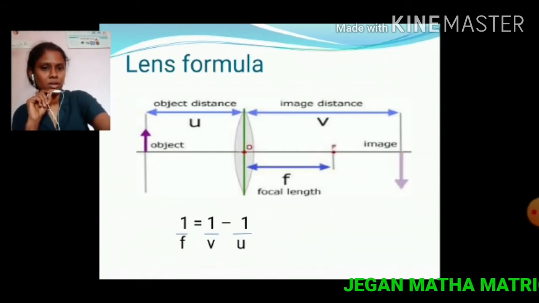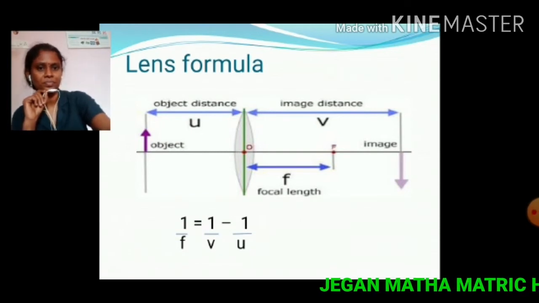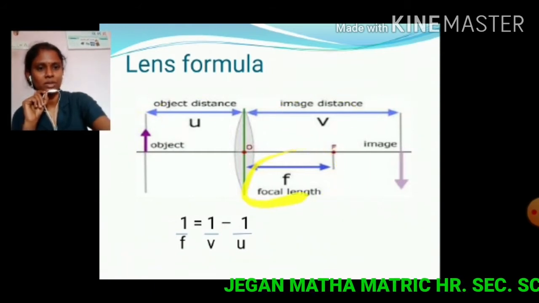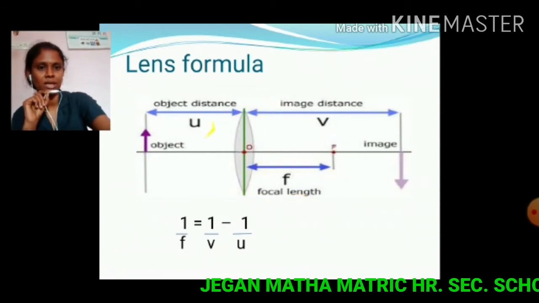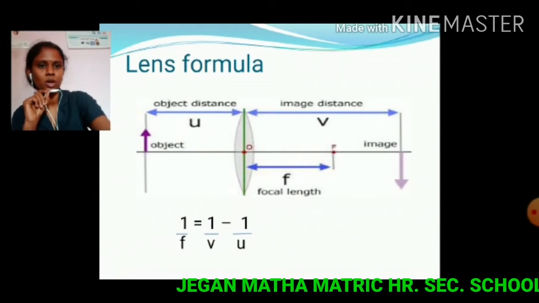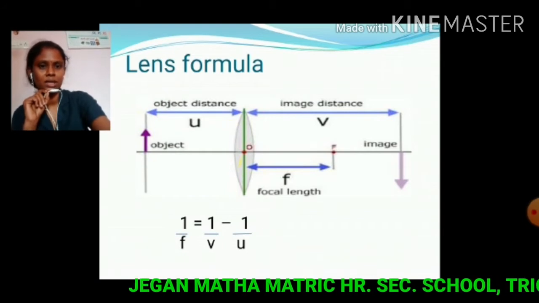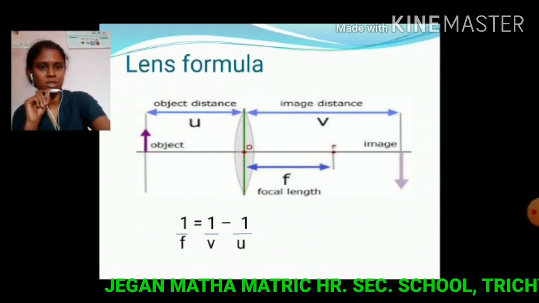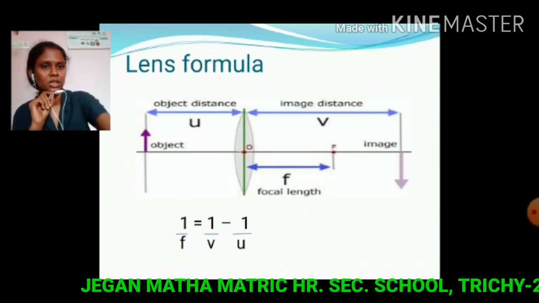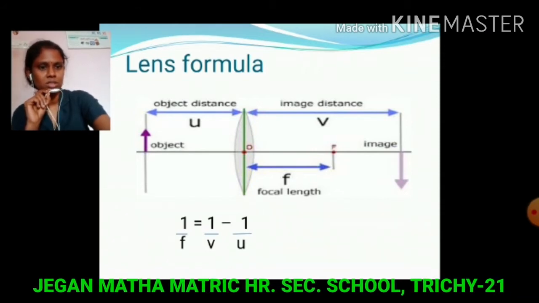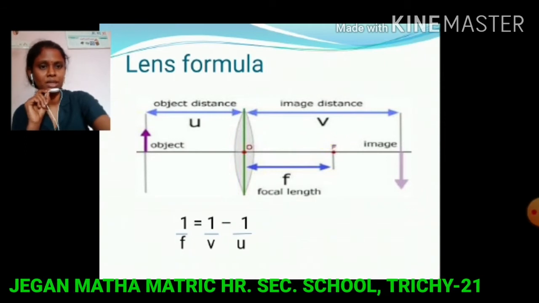So we have the lens formula for spherical lenses. This is the lens formula. It relates the object distance, image distance and focal length. We know object distance is denoted by the letter U, that is the distance between the optical center and the object. Next, image distance, the distance between the optical center and the image, is denoted by the letter V.